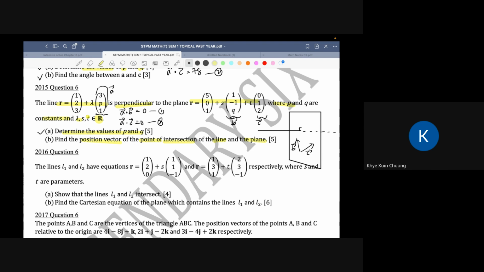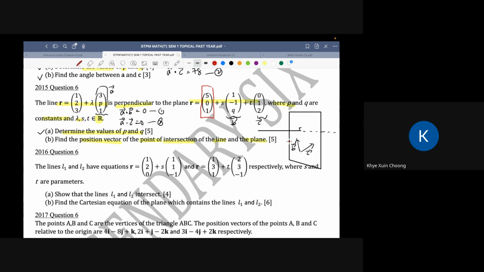Okay, over here it gives you the parametric form, right? Parametric form we seldom see. So maybe what you can do is, because you found the direction vector of this line is actually normal to this plane, right? And you know one of the positions of this plane, which is 5, 0, 1, right? This one is one of the points on this plane.